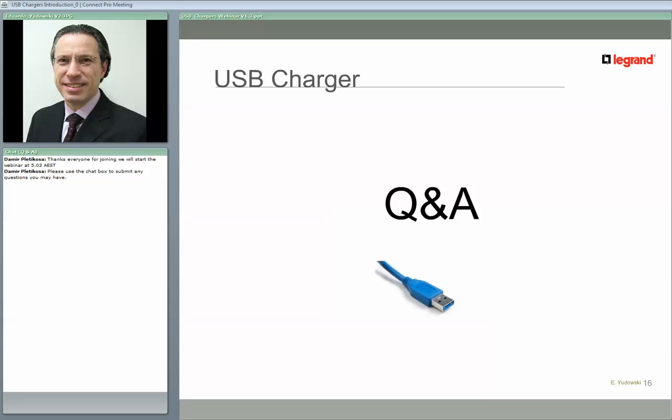There is a question here from one of the attendees that says, can the sockets be networked on LAN or WAN? These particular sockets are charger only. If I understand the question, they don't have any networking capabilities. It's just simply charging modules.